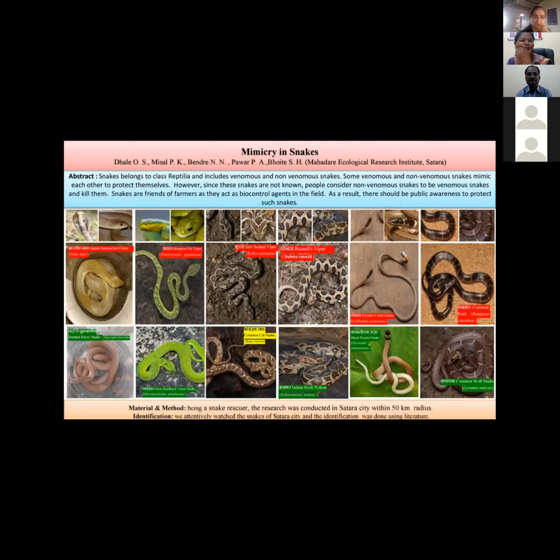Good afternoon, all. My name is Omkar Ale. I am a snake rescuer and also an art student. My topic for the poster presentation is mimicry in snakes. I am going to present my poster in Marathi.